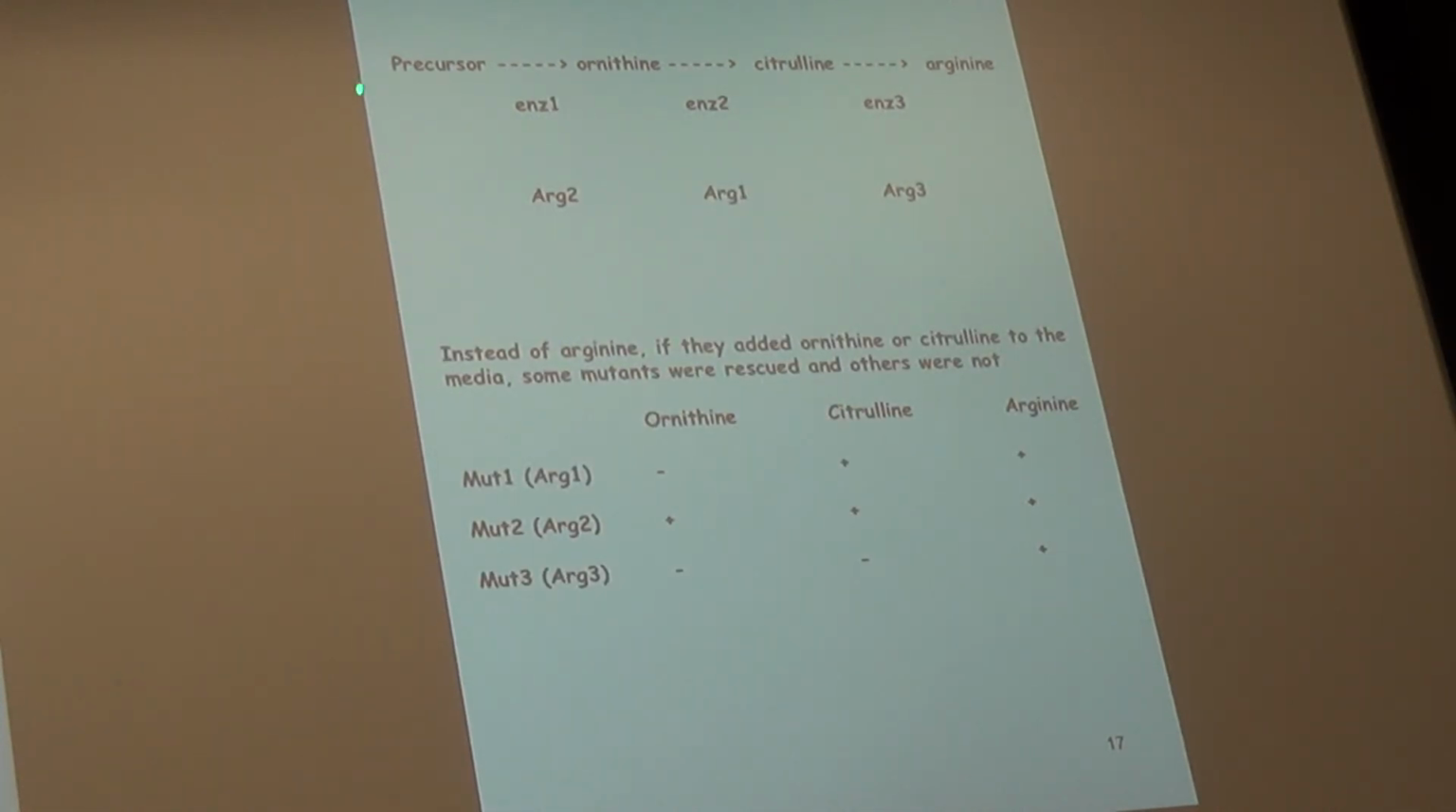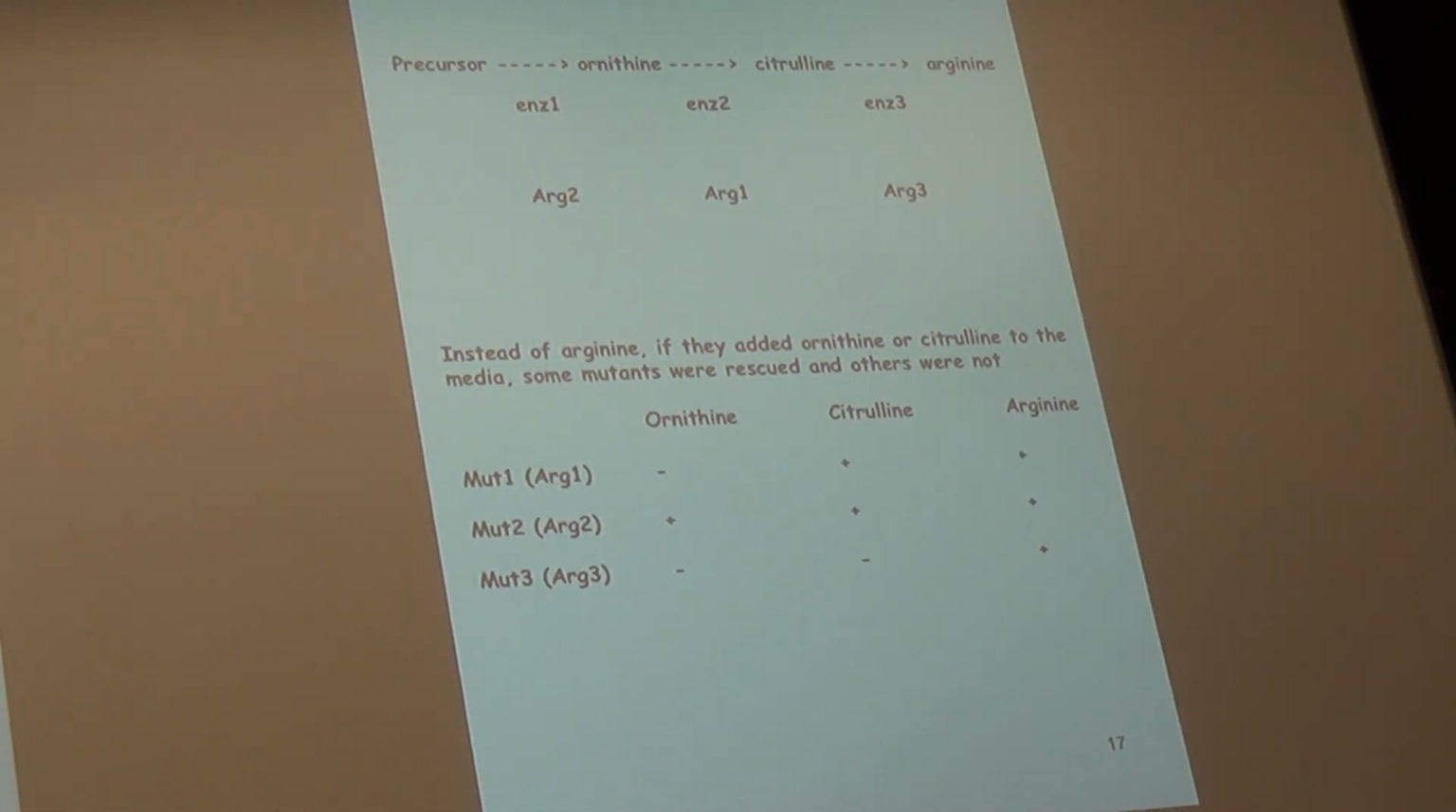So imagine there is your actual pathway. Precursor, ornithine, citrulline, arginine, enzyme 1, enzyme 2, enzyme 3. Enzyme 1 is being coded by arginine 2. Enzyme 2 is being coded by arginine 1, and enzyme 3 is being coded by arginine 3. Let's imagine that's it. I've changed this figure from what I had on my slides yesterday. Today morning I changed them, so you will have a slight change in your pictures on your slides if you printed them out.